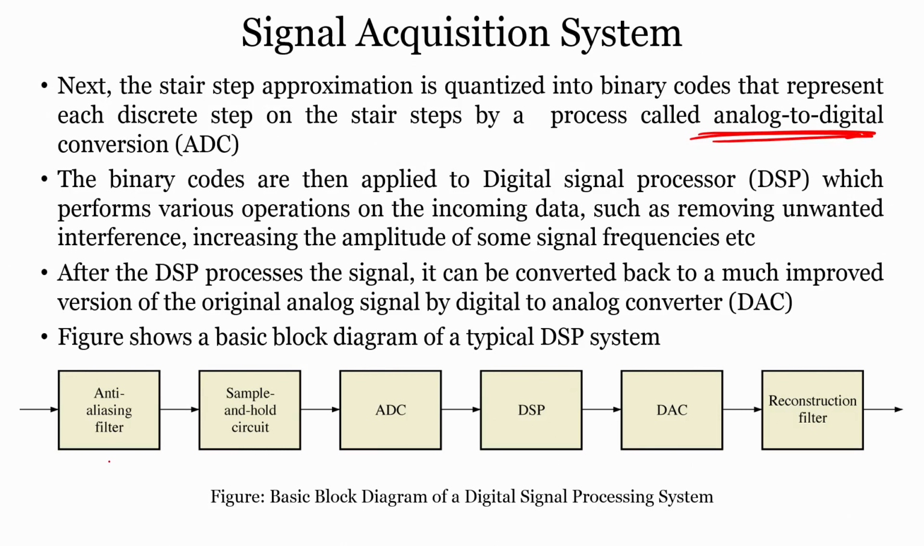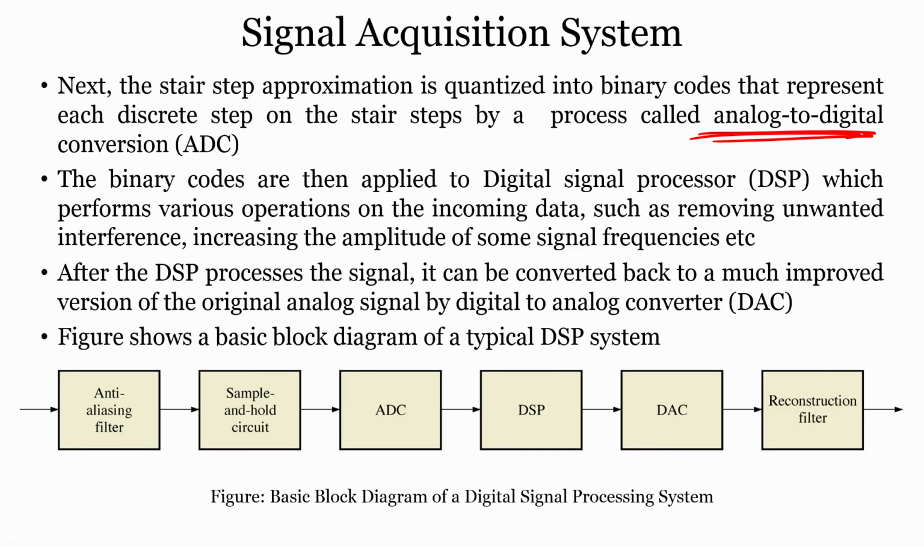If you see here, there is an anti-aliasing filter, a sample and hold circuit, and then the ADC. Then there is digital signal processing, which converts back through a DAC, and finally a reconstruction filter. So these are the blocks, starting from the anti-aliasing filter to sample and hold, ADC, DSP, DAC and reconstruction filter. This is how the signal processing block works, and this is a very basic idea of what the block diagram of a DSP system looks like.